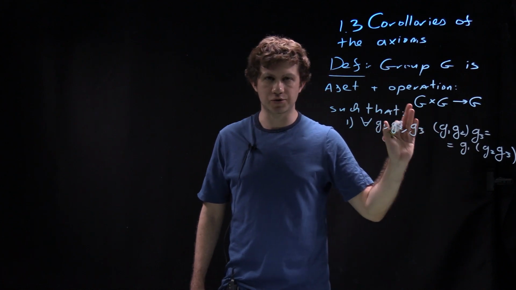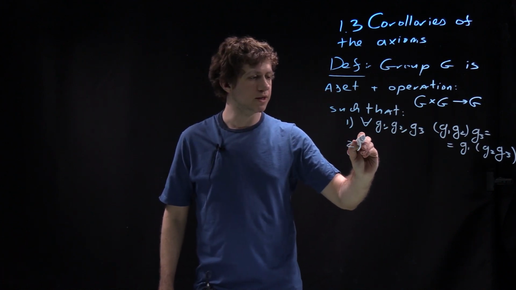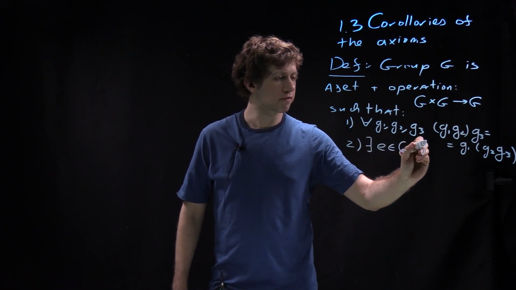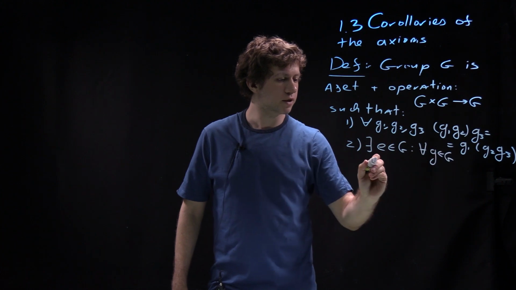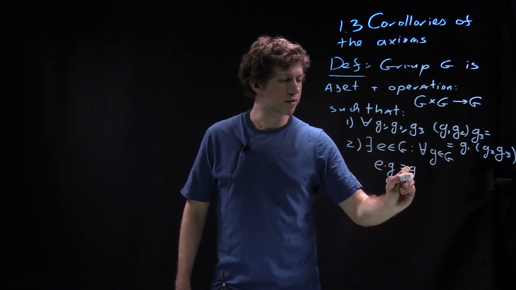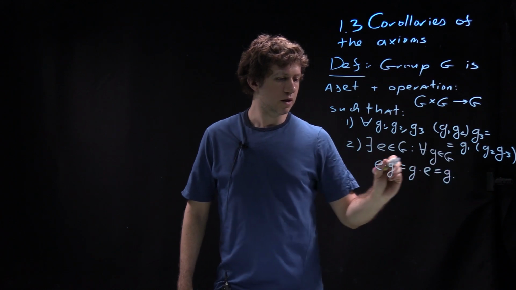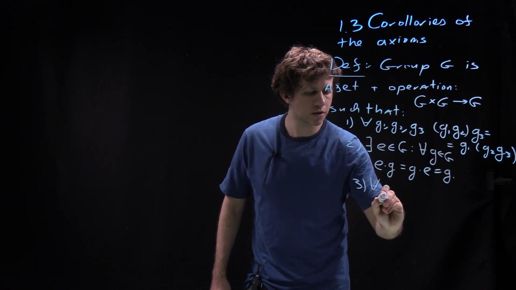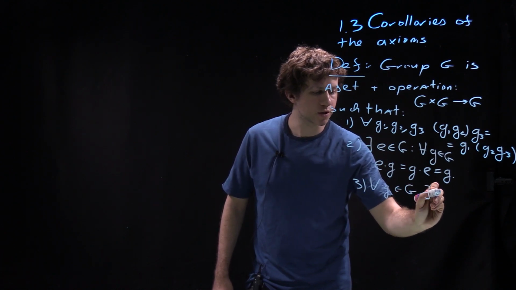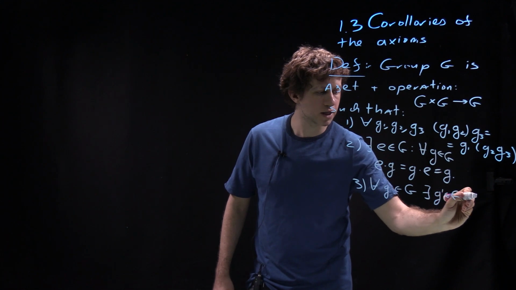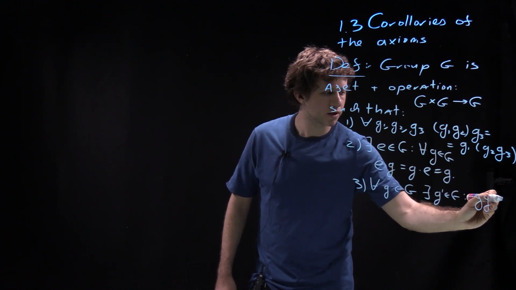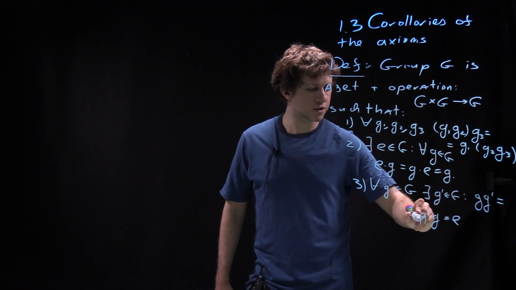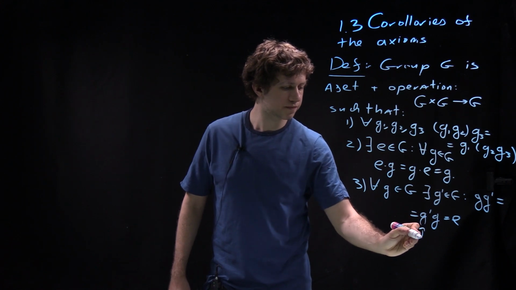So this one is called associativity. The second one is that there exists a special element in G called unit, such that for every G in G we have E times G equals G times E equals G. And third one is that for every G in G there exists G prime in G, such that G G prime equals G prime G equals E, and this is called the inverse. So this is the inverse.